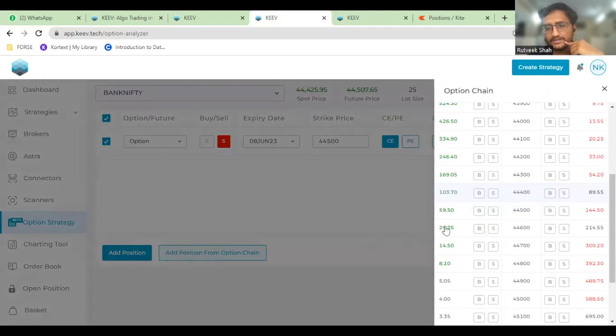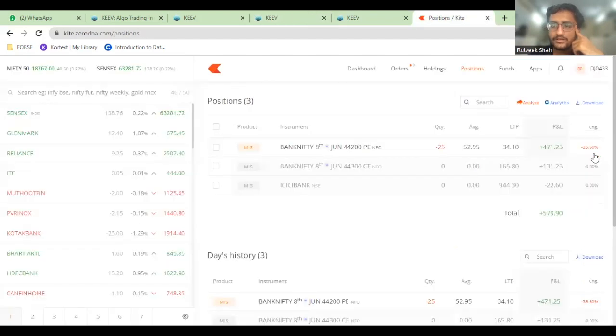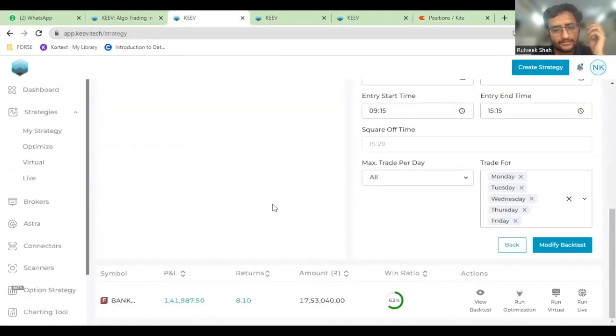So currently 44,600, 44,500 is trading at 58, 57, and this is trading around 59. And our existing position is trading around 34. That is also in profit currently, around 500 rupees. This is the backtest result. We can see that overall this is a very profitable strategy.